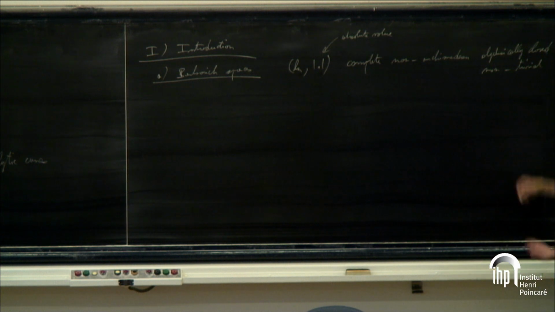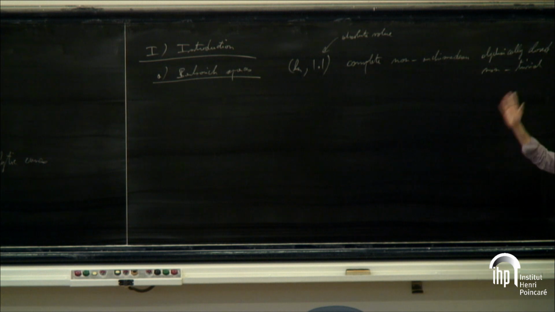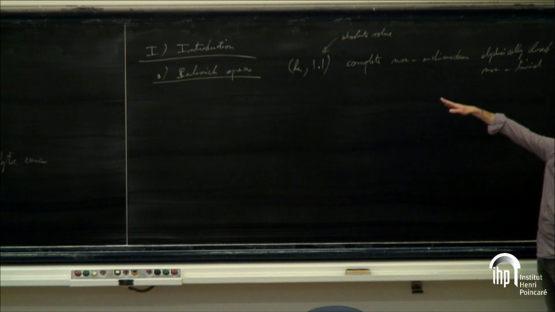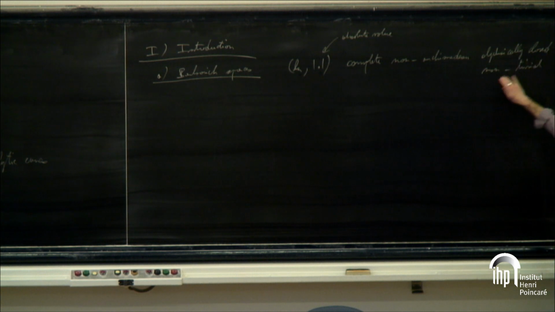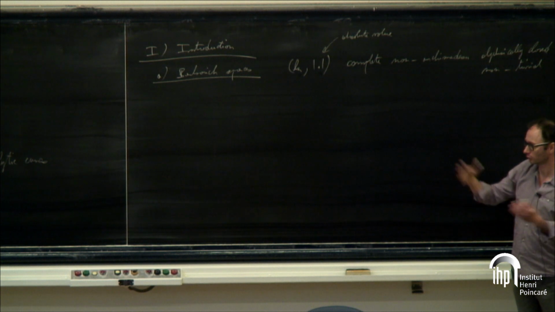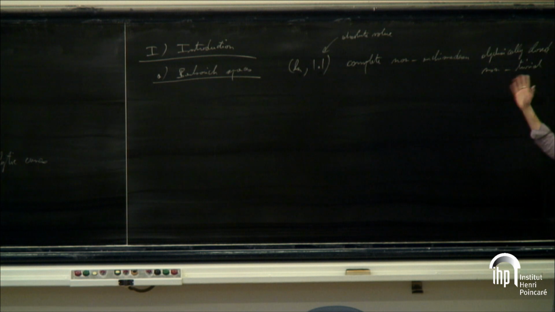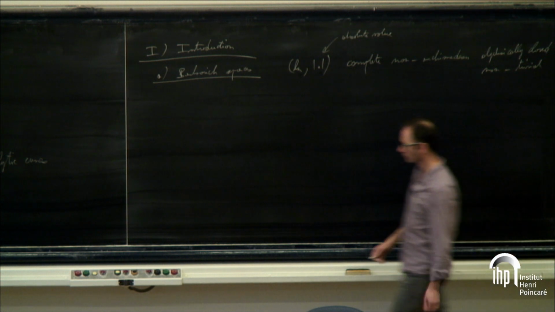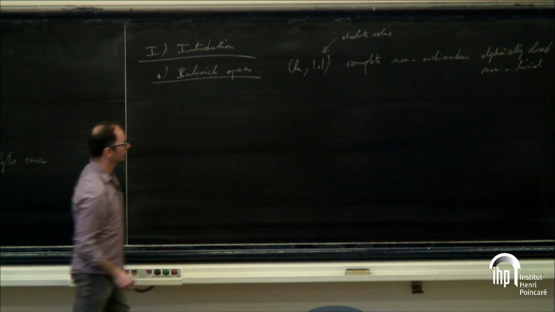Actually, I want to have some setting that works for everything, model theory and so on. So for the Berkovich space, I could remove algebraically closed, I could remove non-trivial. But when I want to do something in both settings, it's better to have all those hypotheses. So let's fix this to be safe.